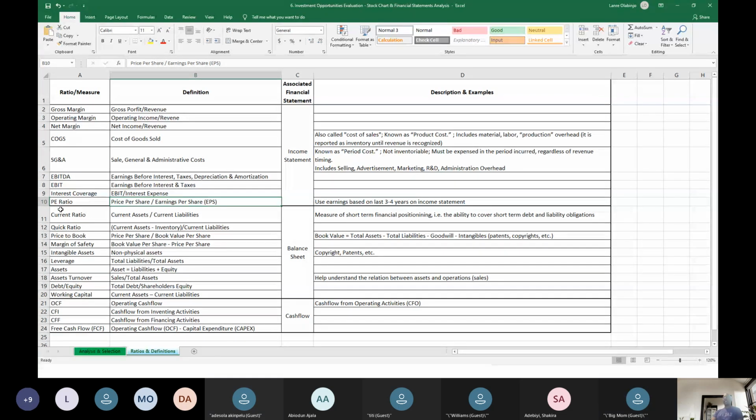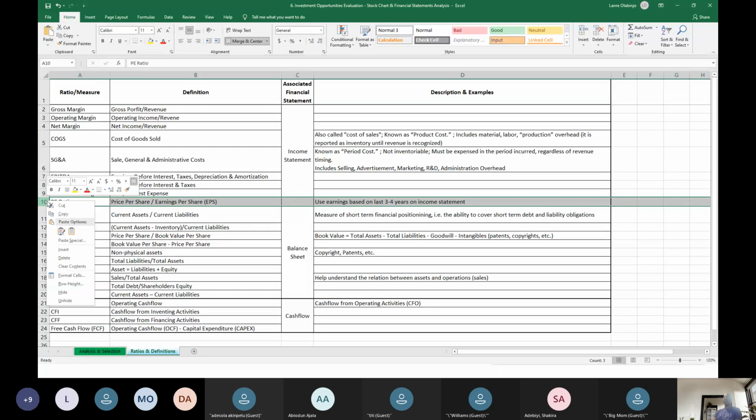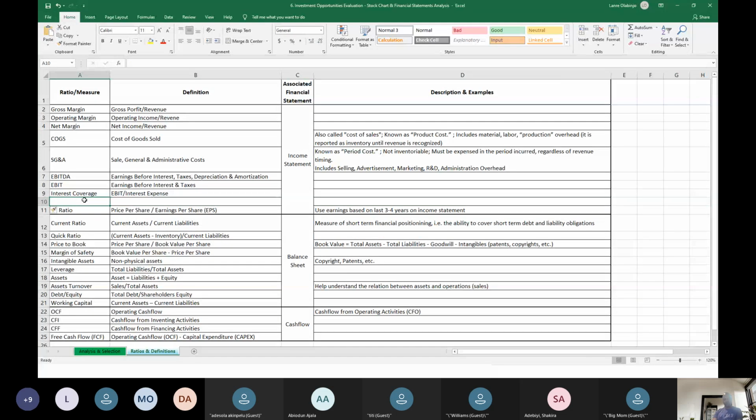Let me include that here, so I'm not assuming. EPS equals net income divided by shares outstanding, or the total number of shares. That gives you the EPS, and then you simply divide the price per share by that EPS, or the earnings per share, to get price to earnings ratio.